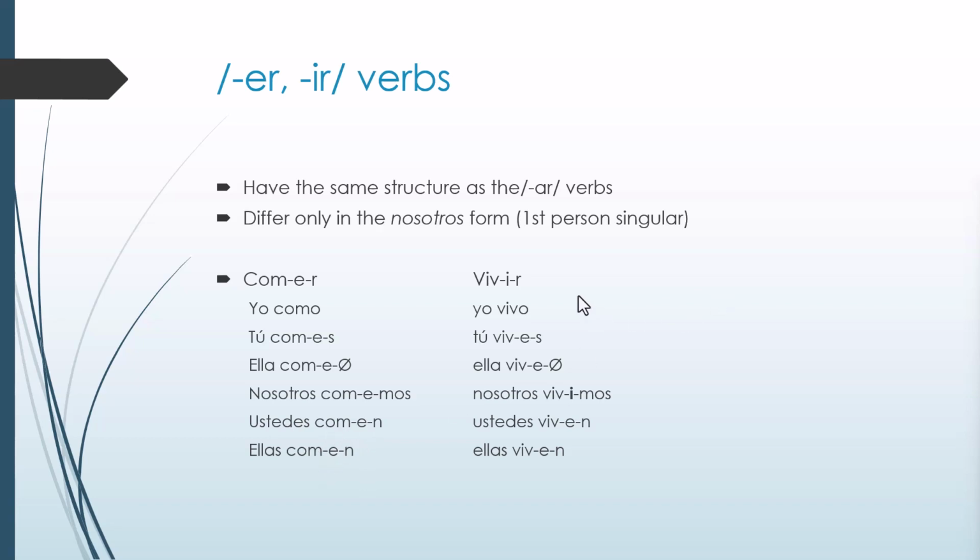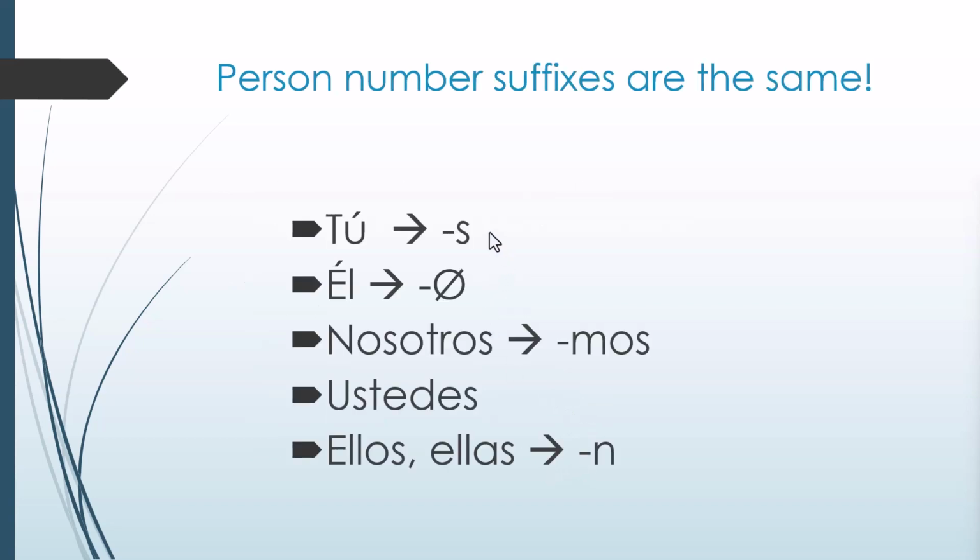And then vivir, same thing. Again, like I said, this has this one spot where it's the e, right? So yo vivo, tú vives, ella vive, nosotros vivimos, ustedes viven, ellas viven. But you can see, right? These suffixes are the same all the way through. So ustedes, ellos, ellas always ends in n. Nosotros, nosotras always ends in mos. Tú always ends in s, right?